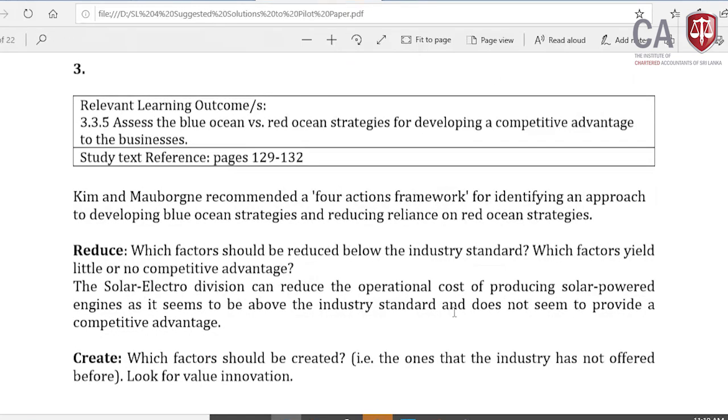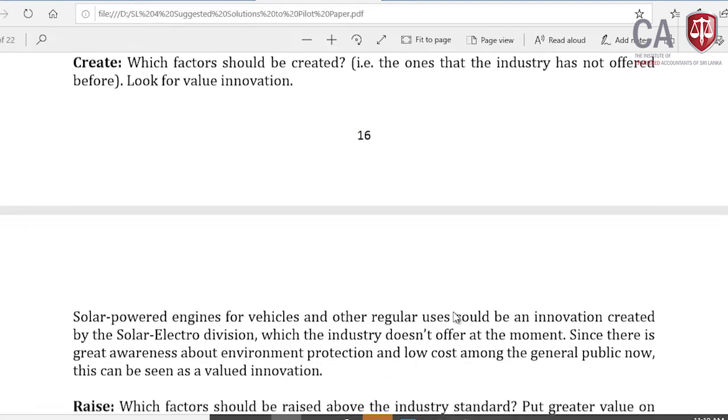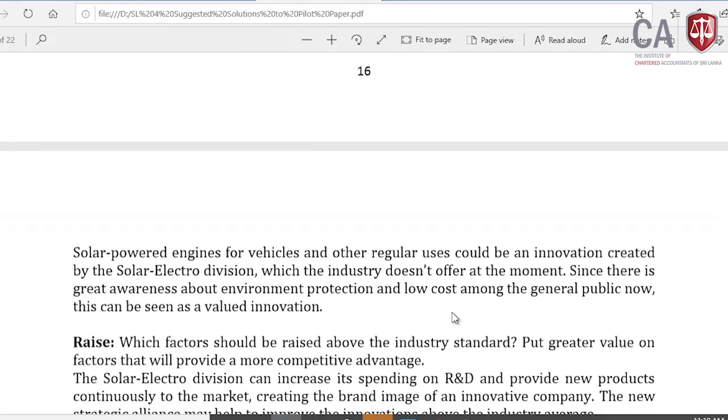Then create: which factors should be created? The ones that the industry has not offered, before look for value innovations. A solar powered engine for vehicles and other regular use could be an innovation created by the Solar Electric Division, which the industry does not offer at the moment. They can think of new things. Since there is great awareness about environment protection and low cost among the general public, this can be seen as a value innovation. This is a new one, no one has offered it. That is create.